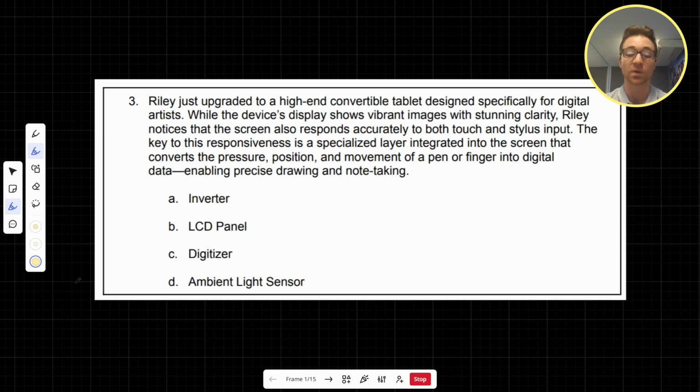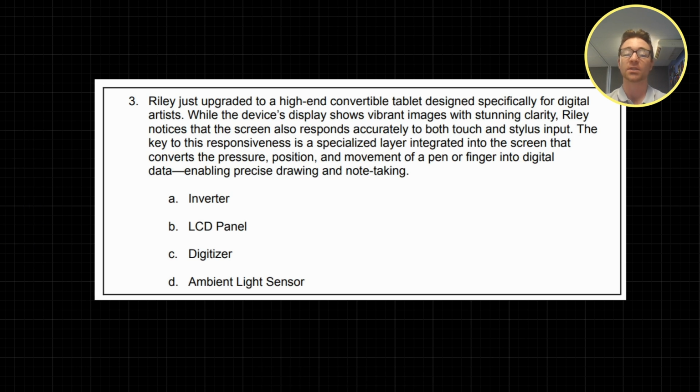I'm going to move on, though, to the next question, which reads, Riley just upgraded to a high-end convertible tablet designed specifically for digital artists. While the device's display shows vibrant images with stunning clarity, Riley notices that the screen also responds accurately to both touch and stylus input. The key to this responsiveness is a specialized layer integrated into the screen that converts the pressure, position, and movement of a pen or finger into digital data, enabling precise drawing and note-taking. A. Inverter, B. LCD panel, C. Digitizer, or D. Ambient light sensor.